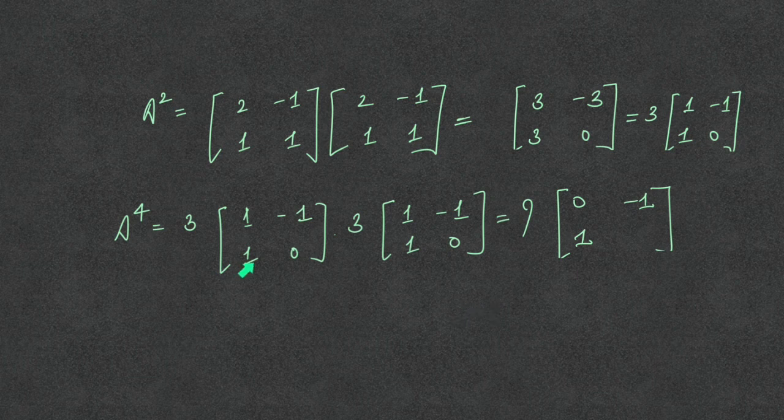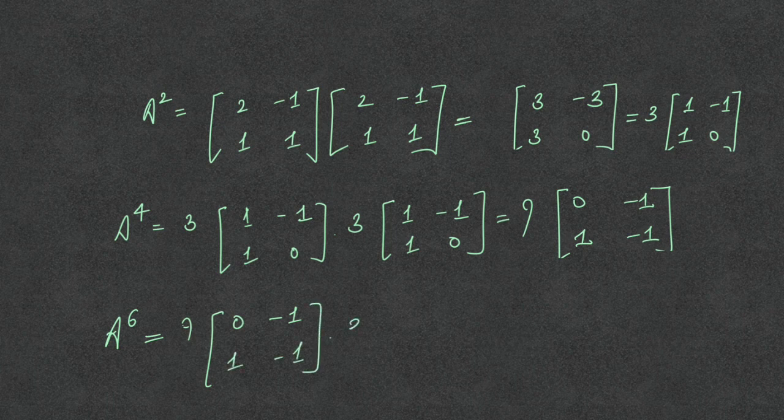Now again, this second row will multiply with this second column. So 1 with this minus 1 is minus 1, and 0 into this 0 is 0. So minus 1 plus 0 becomes minus 1. So we try to find out A to the power 6. So we get 9 into the matrix 0, minus 1, 1, minus 1, times 3 into the matrix 1, minus 1, 1, 0.